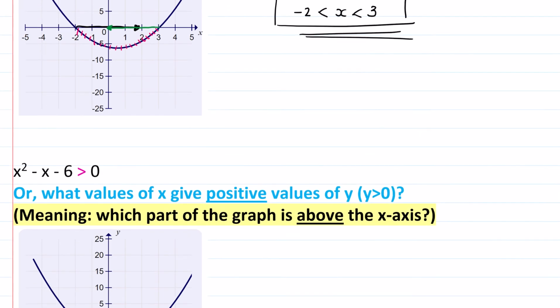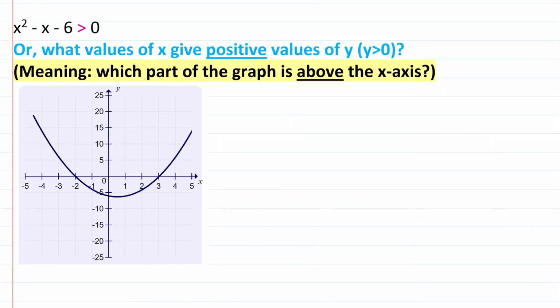Now, the next question, same graph, but it's asking, you can see that x squared minus x minus 6 is bigger than 0. So it's asking what values for x give positive values of y, where y is bigger than 0, meaning which part of the graph is above the x-axis. We're starting with the same two starting points. I start here and there, -2 and 3.